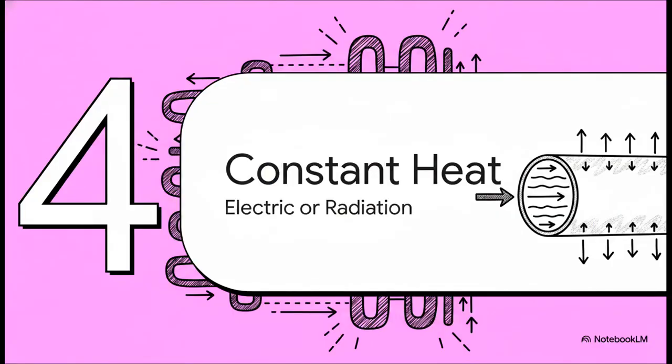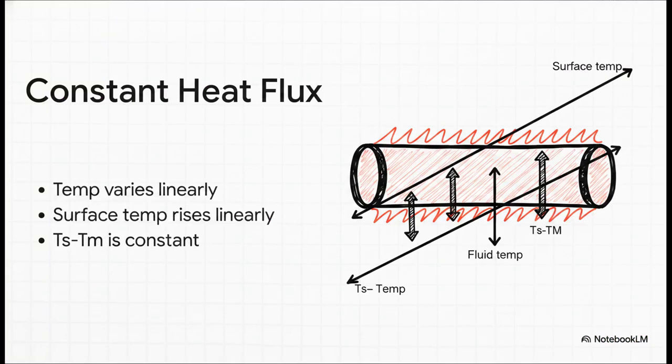Section 4, constant surface heat flux. Let's head down that first path, where the heat being added per unit area is completely uniform across the entire length of the pipe. Honestly, this is usually the more straightforward path on the exam. Because we're pumping a constant, steady amount of heat into the fluid every single inch it travels, the mean fluid temperature rises perfectly linearly from the inlet to the exit.